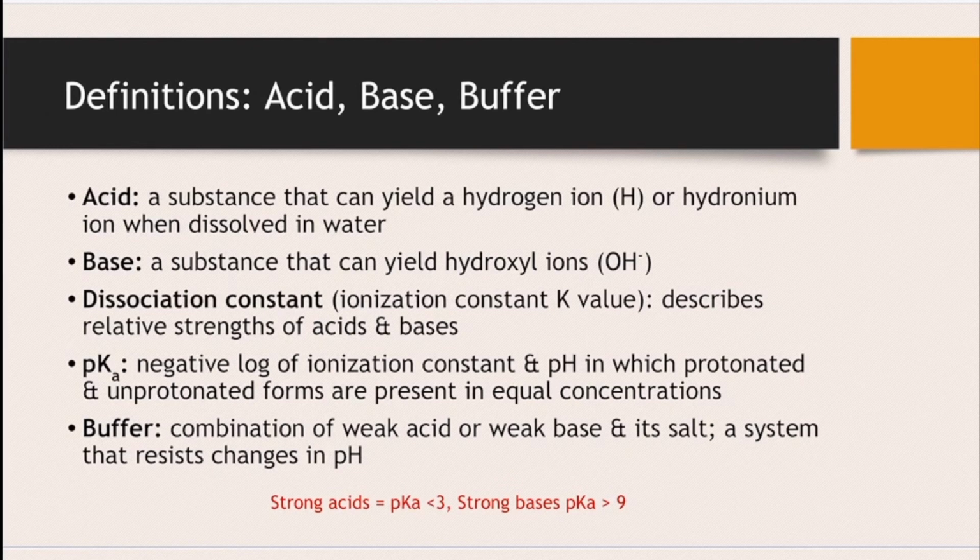The dissociation constant or ionization constant, or K value, describes relative strengths of acids and bases. And the pKa is a formula that is calculated from that dissociation constant. So it is the negative log of the ionization constant, and it is the pH at which protonated and unprotonated forms are present in equal concentrations. And I've got a little note down here that strong acids have a pKa less than 3, and strong bases have a pKa of greater than 9.